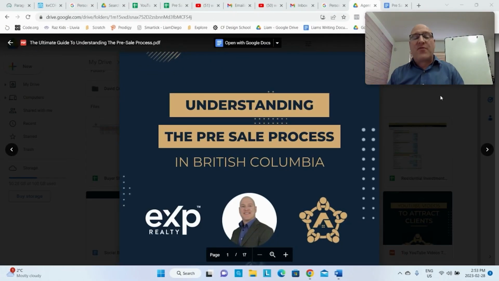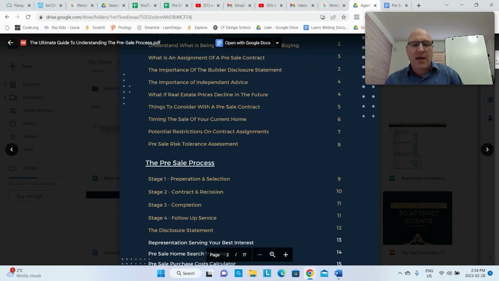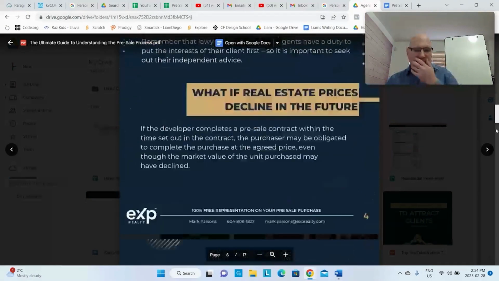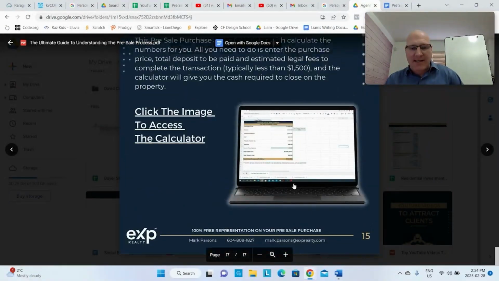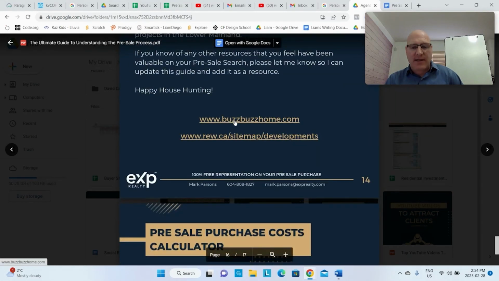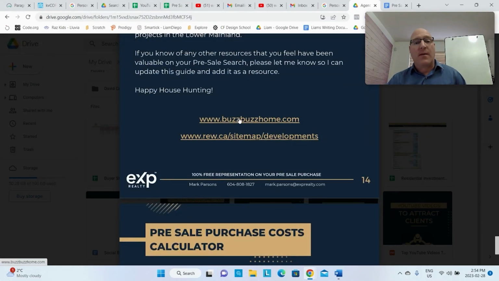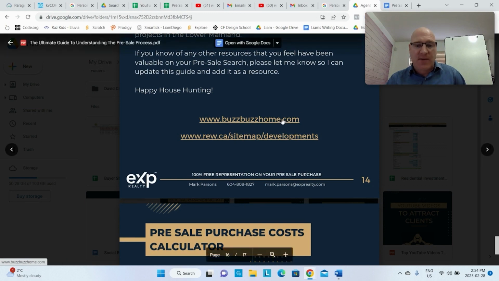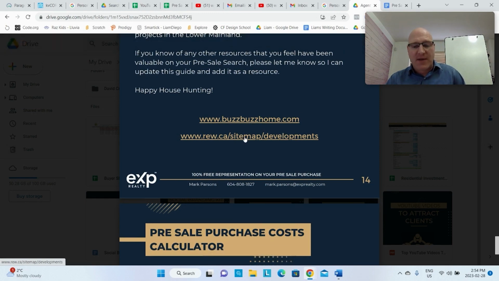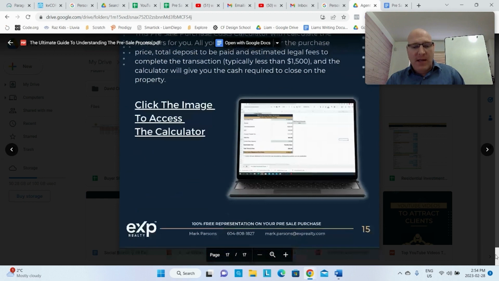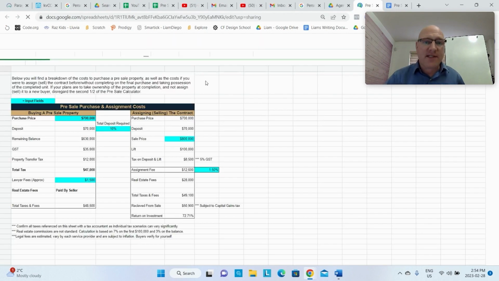All right, so let's hop into the pre-sale cost calculator. You can access it through my pre-sale guide, Understanding the Pre-Sale Process in British Columbia. This has a ton of information for you to understand the pre-sale process. But if you go down to just the last two pages, the second last page, you can get my top pre-sale search websites that I prefer to use. My favorite is buzzbuzzhome.com, but this is also a great one as well. And then down here, you can either click the image or click this text here, and it will take you directly to the pre-sale calculator.